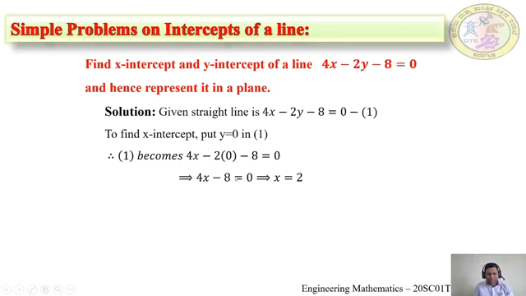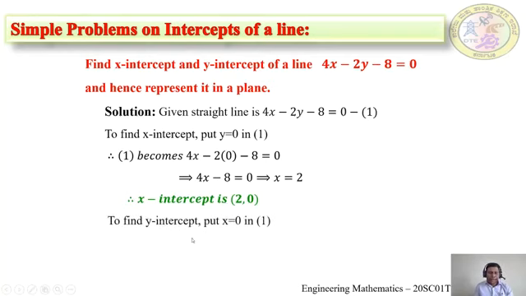Then x is equal to 8 divided by 4. Therefore we get the value of x is 2. Okay, we have simplified directly here. 4x minus 8 equal to 0. 4x is equal to 8. Therefore x is equal to 8 divided by 4. Therefore x is equal to 2. Therefore x-intercept is 2 comma 0.